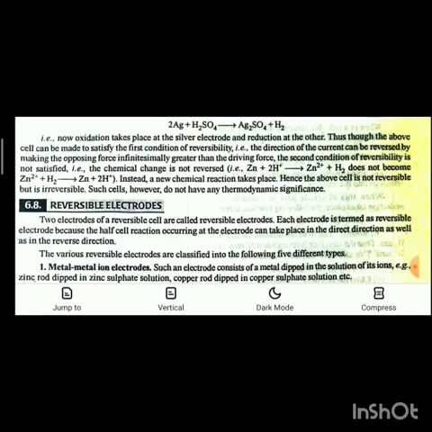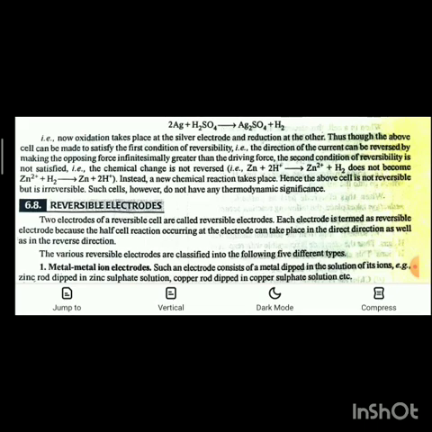Thus, though the above cell can be made to satisfy the first condition of reversibility, that is, the direction of current can be reversed by making the opposing force infinitesimally greater than the driving force, the second condition of reversibility is not satisfied. The chemical change is not reversed.